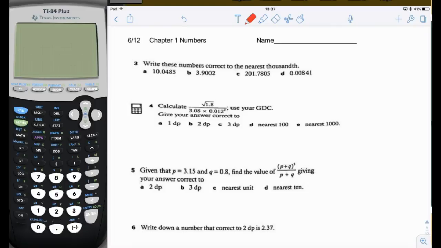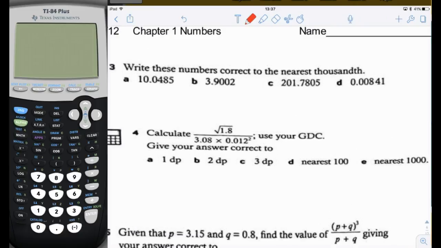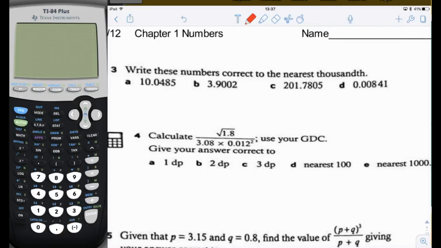Number solutions, page 6. Write these numbers correct to the nearest thousandths. So, let's see. Nearest thousandths would be the 8 here, right? Because it's tenths, hundredths, thousandths. And then we'll circle the number which is going to be thrown away, but we need to look at it before we throw it away to see if we're going to round the 8 up to a 9. Yes, we do, right?